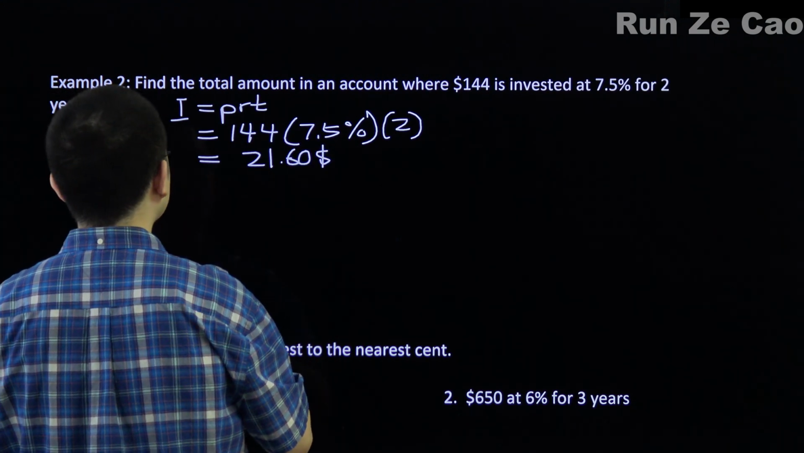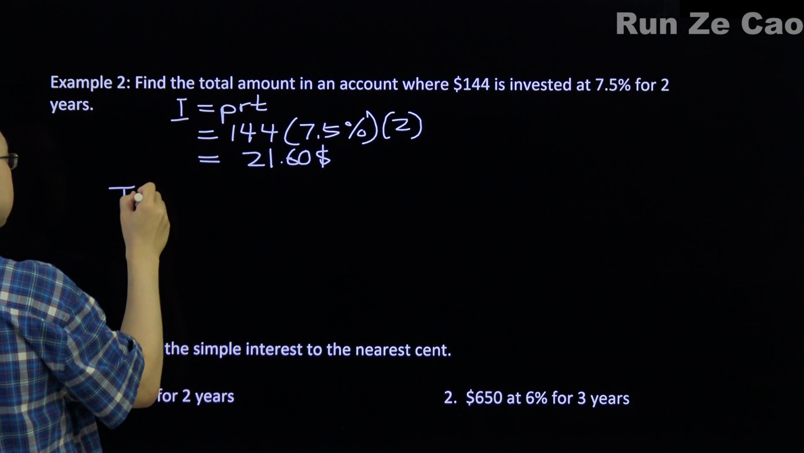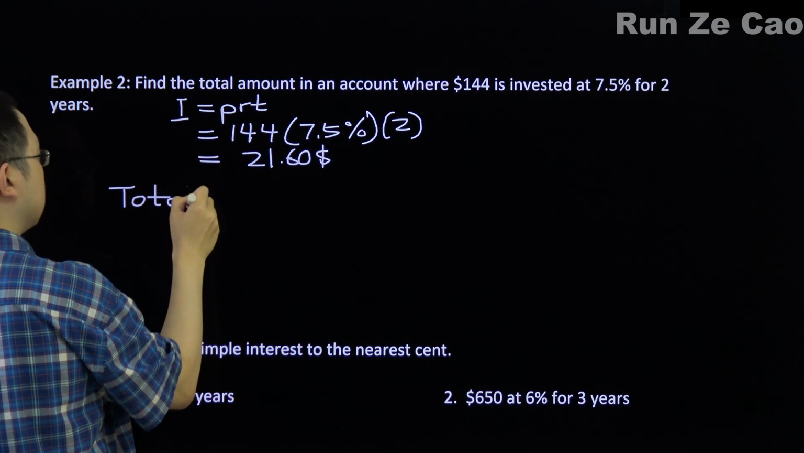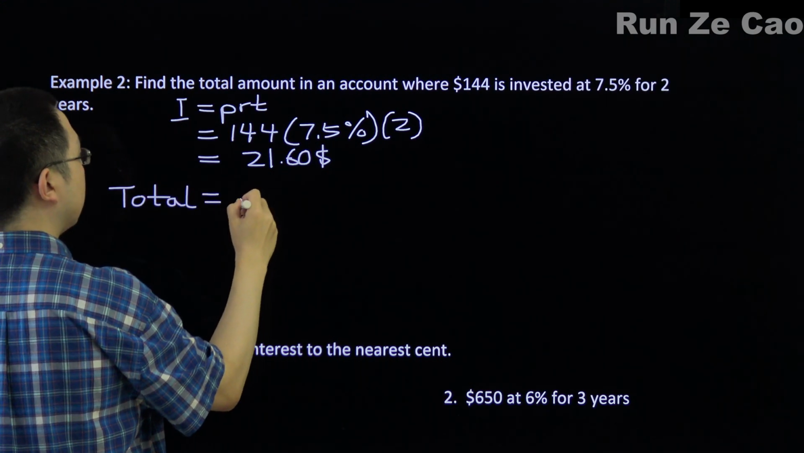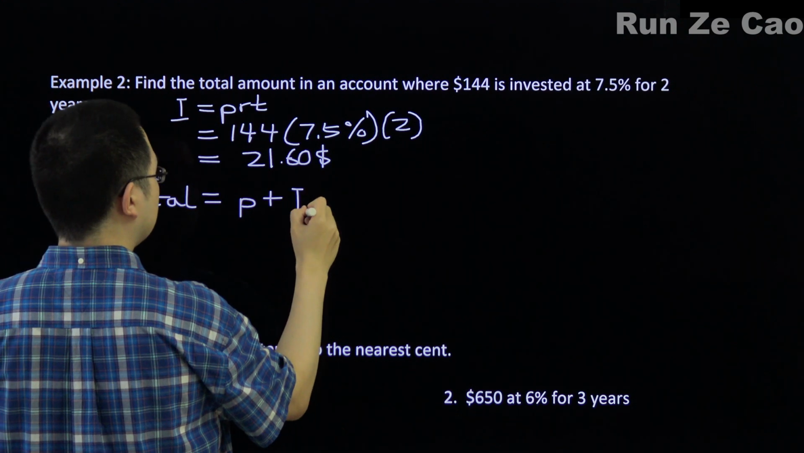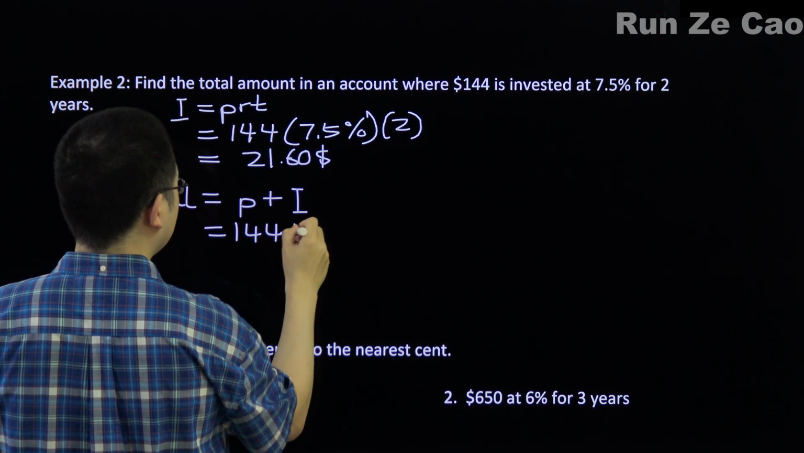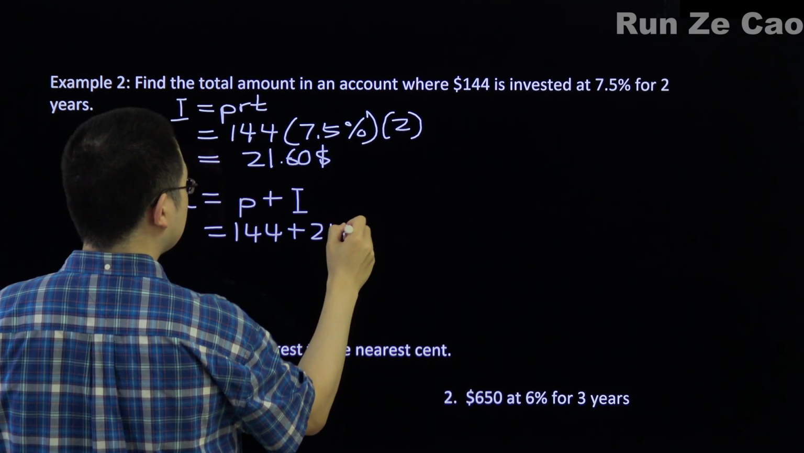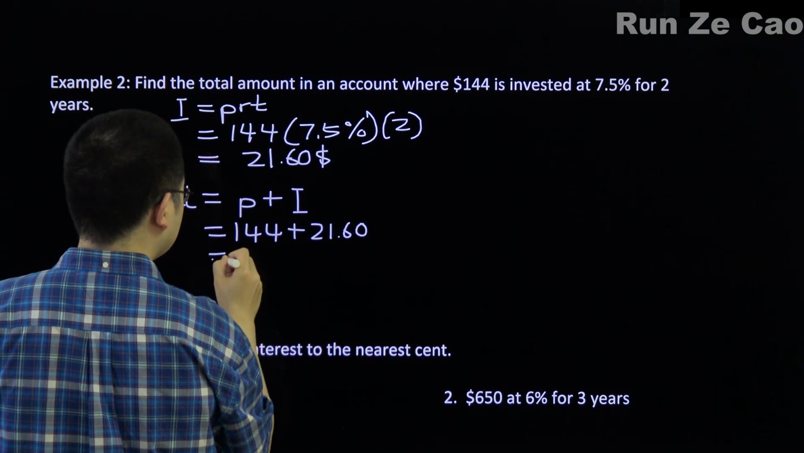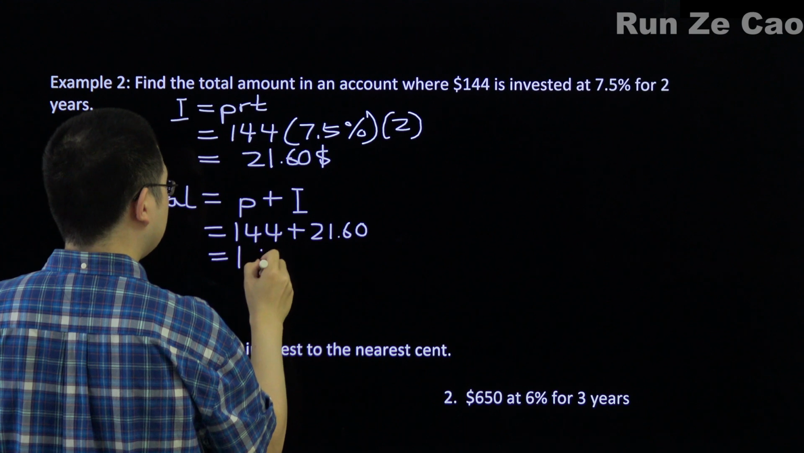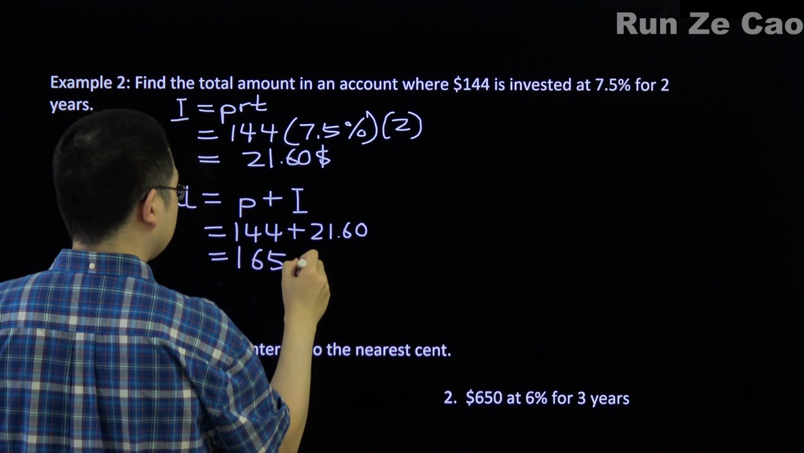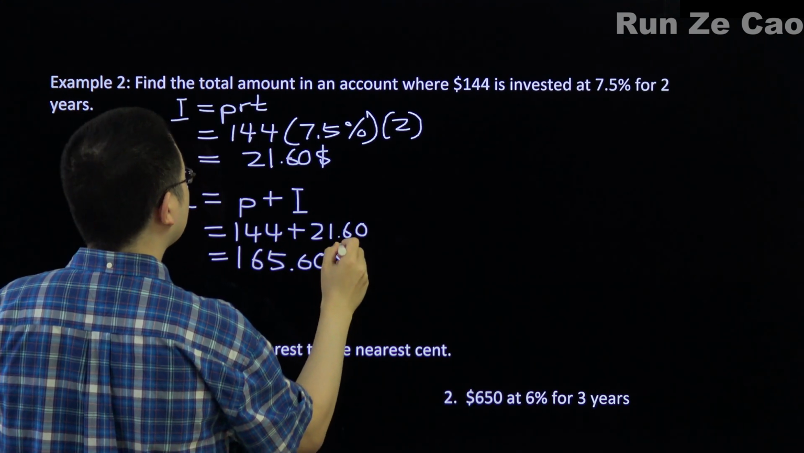Okay, so total equals principal plus interest. In other words, 144 plus 21.60, which is equal to $165.60.